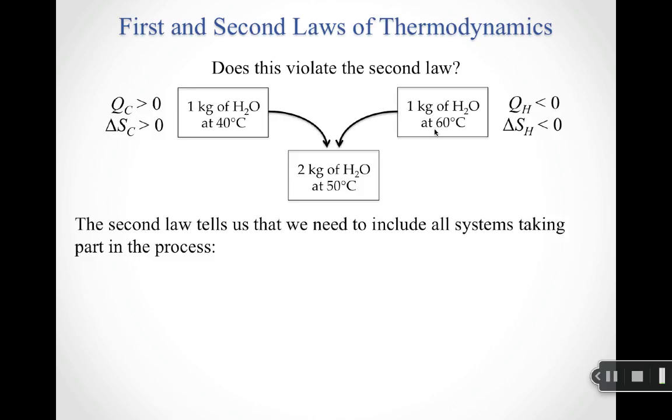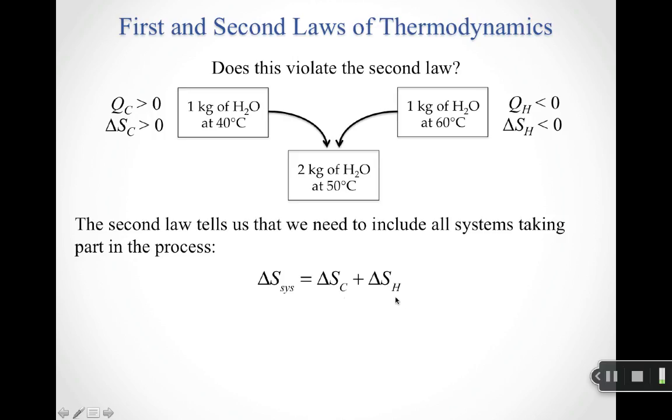But I know that one part is clearly negative. So for the hot water, the change in entropy is clearly negative. So why do I know that this isn't violating the second law? And so basically, what the second law tells us is that I need to include all the pieces taking part in my process if I want to think about whether or not I'm violating the second law, which says the total change in entropy has to increase.